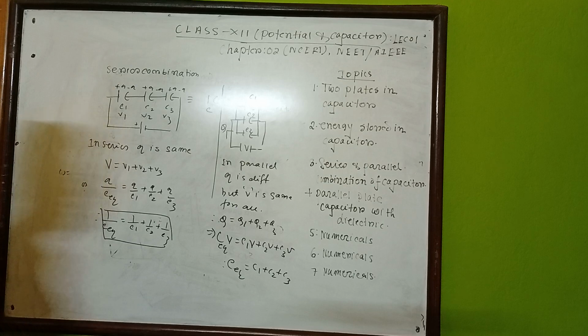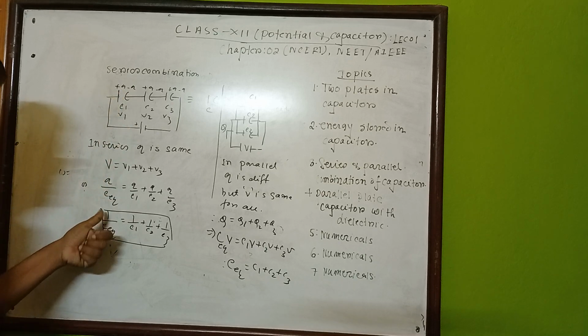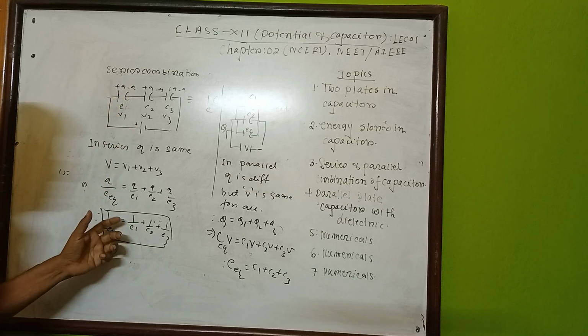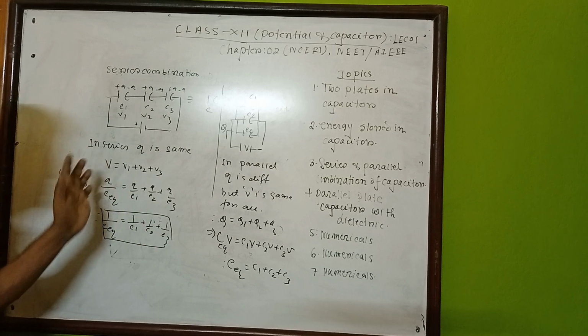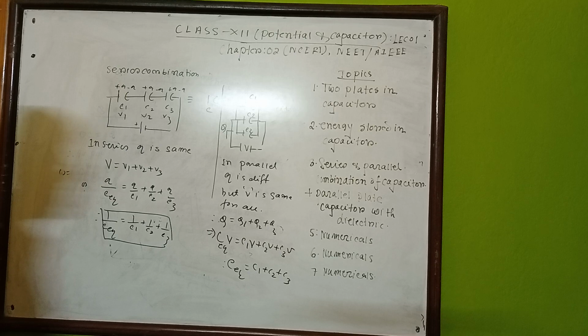So in the case of parallel combination, you add all capacitors to get the equivalent capacitance. But in series combination, the reciprocal of equivalent equals the sum of the reciprocals of all capacitances. Always remember. So series and parallel combination is clear to you.